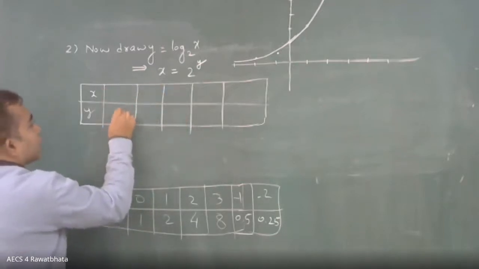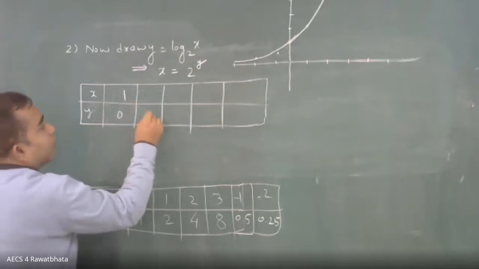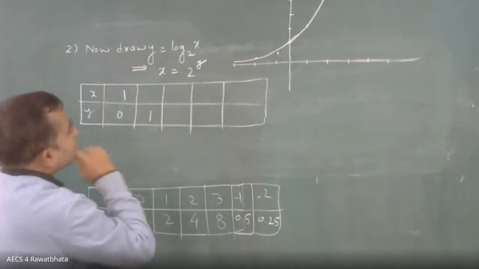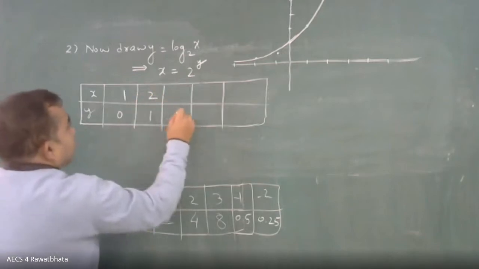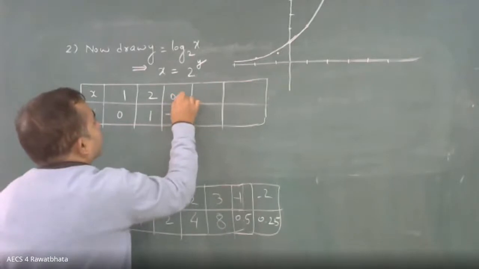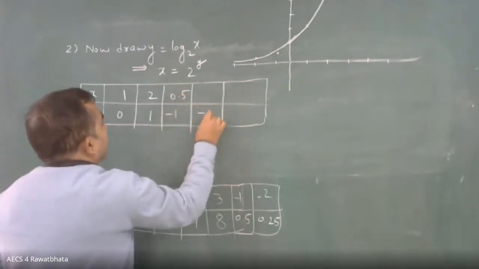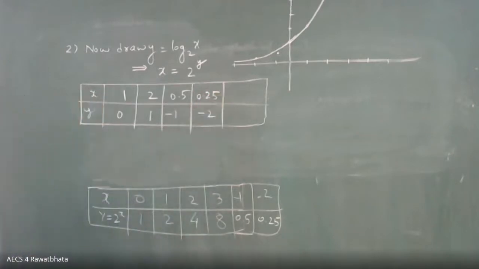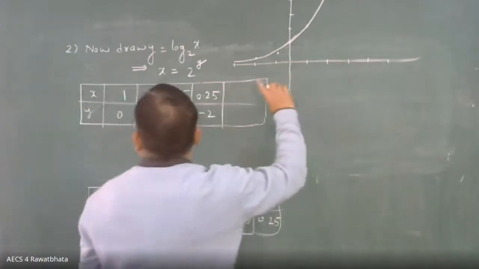When y equals 0, then 2 to power 0 is 1. When y equals 1, then 2 to power 1 will be 2. When y is -1, it will be 0.5. When y is -2, it will be 0.25. Like this, correct? So if I draw it, it will be 1, 0.